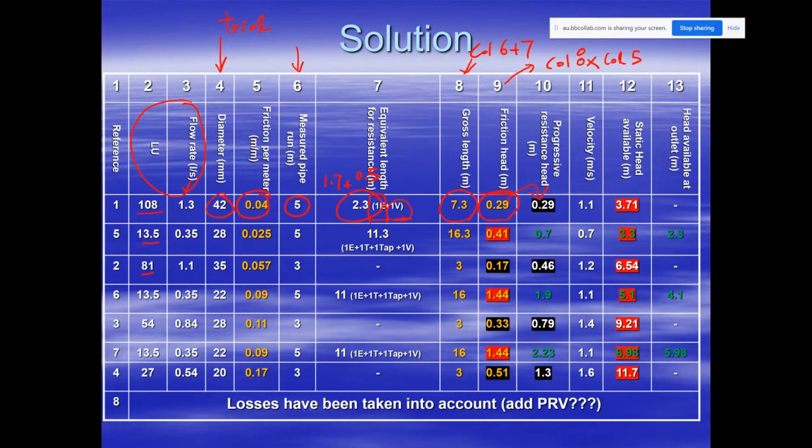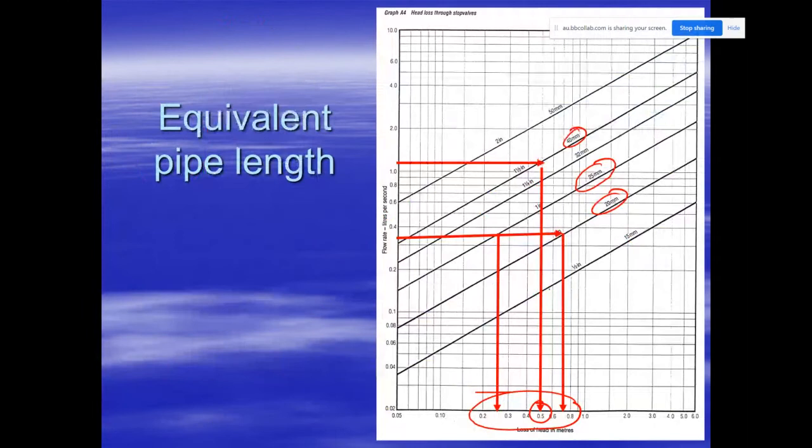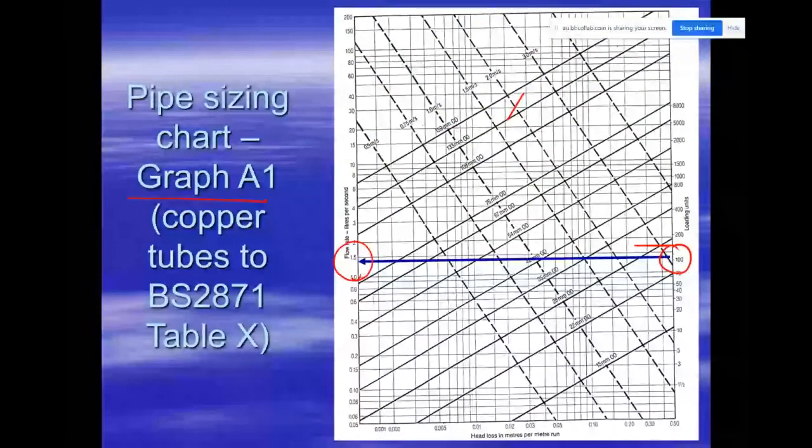And by the table A1 in the IOP guide, you can also check the velocity, and the static head available. How to calculate this 3.71? Any suggestions? Yeah, student. Okay. How to calculate this 3.71?